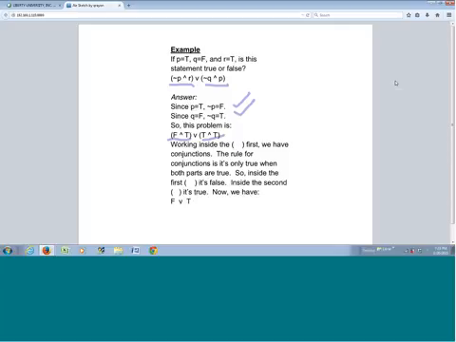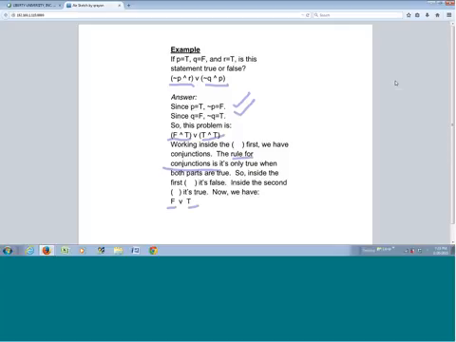And when you work inside the parentheses first, we have conjunctions in both of them. We have to refer to the rule for conjunctions, that it's only true when both parts are true. So inside the parentheses in the first one, I don't have both parts true, so that's false. Inside the second one, I do have both parts true, so that's true. So in the first parentheses, I have false. In the second parentheses, I have true.